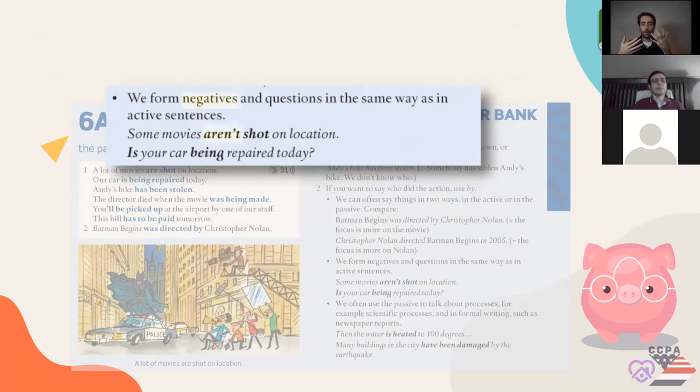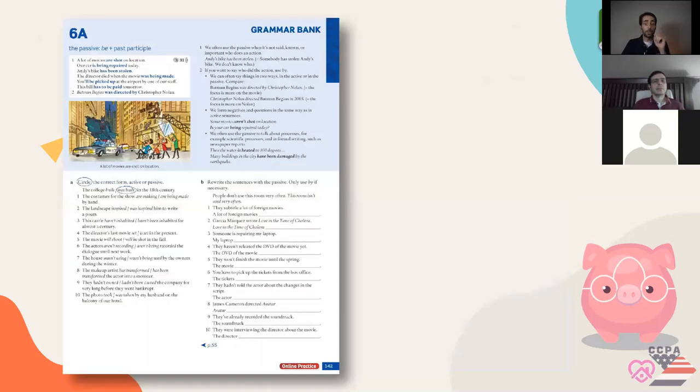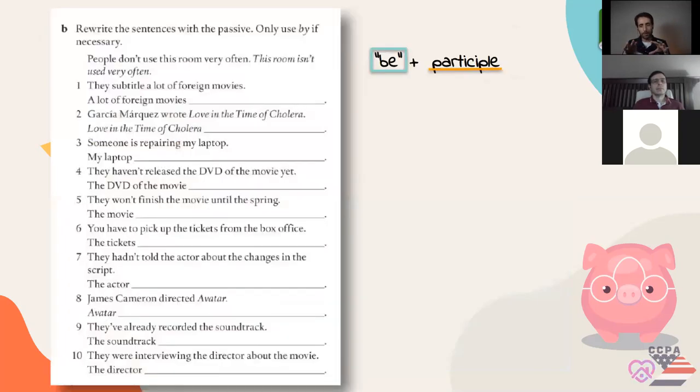And to make the questions, we need to alter the order of the verb be and the subject. So this review, let's put it to practice. Let's see if you remember. Yes, our exercise B that you have here, we worked on exercise A last time. So now let's work on exercise B.